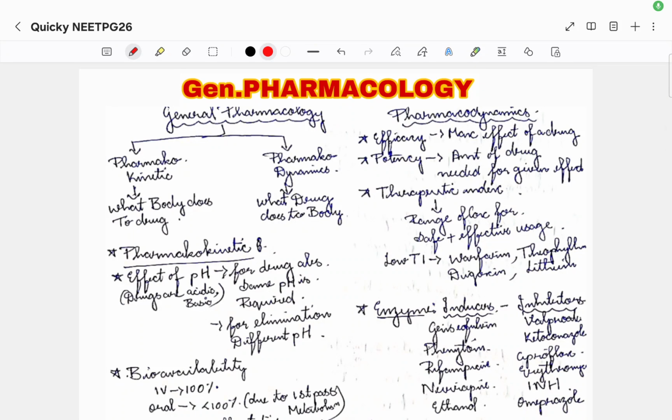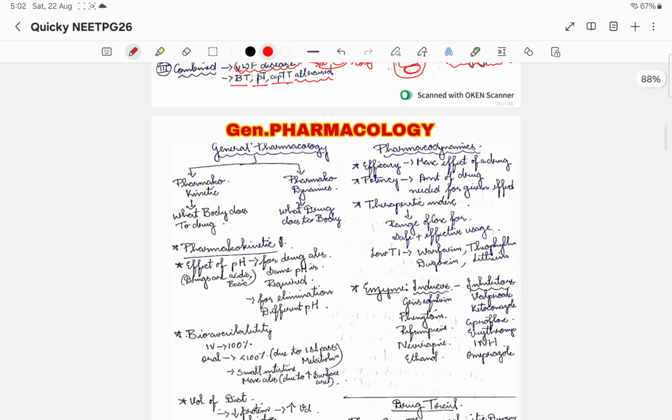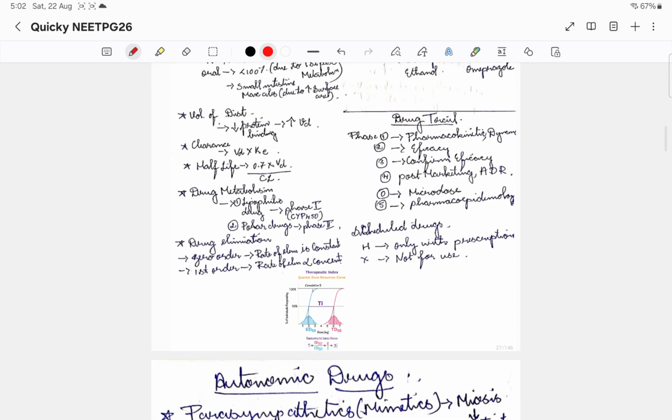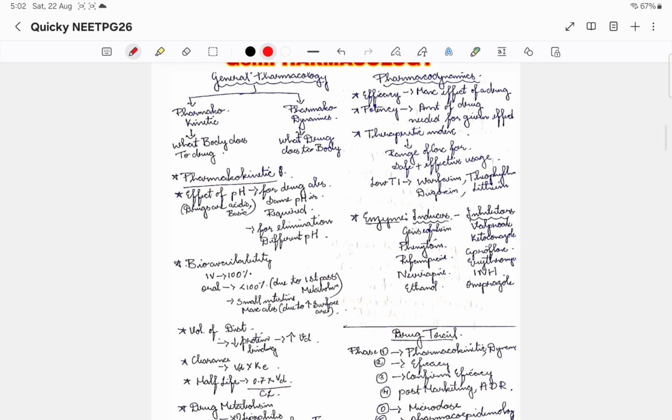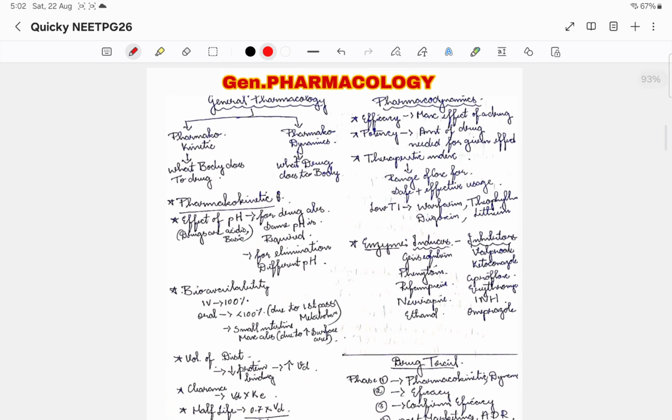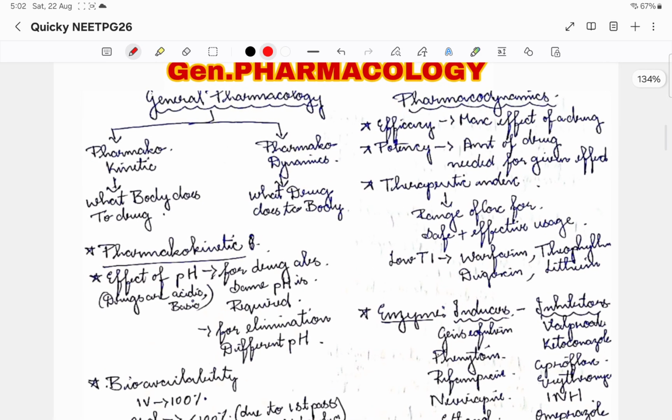Hello guys. So now let us learn about general pharmacology. This is a small chapter because the specifics of all the pharmacological drugs will be discussed in those particular systems. So here we are discussing only the general pharmacology. This is everything you need to know with respect to general pharmacology.